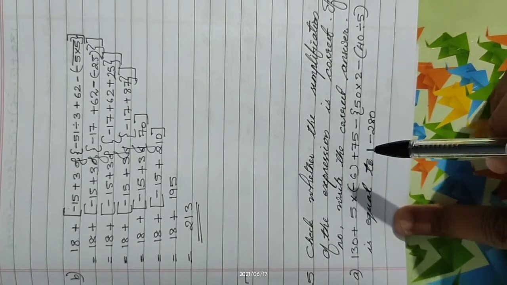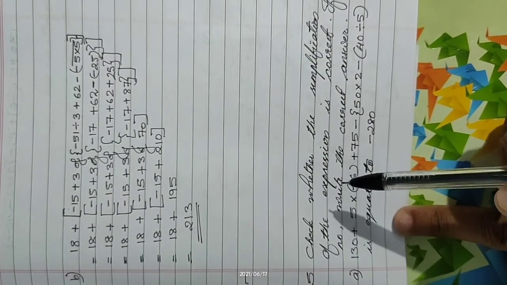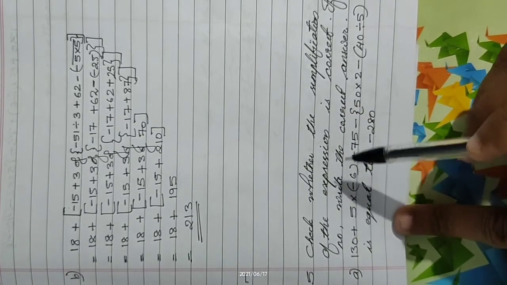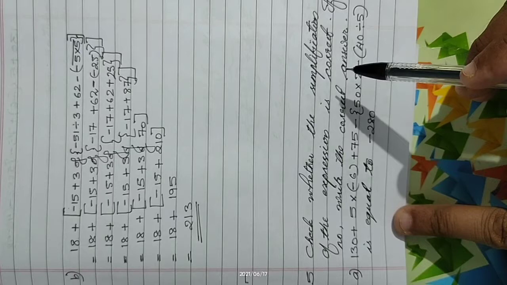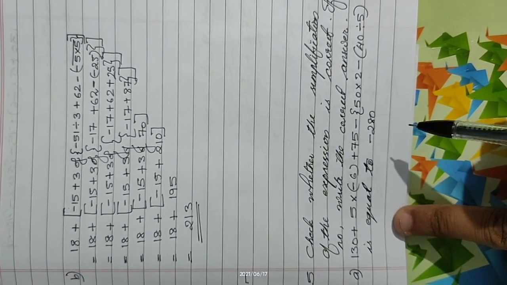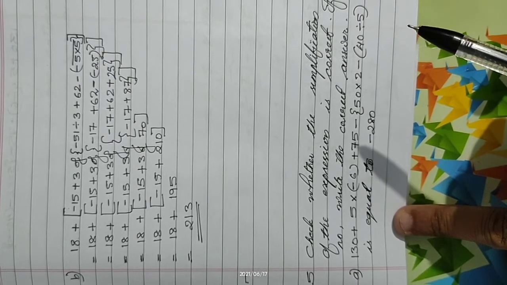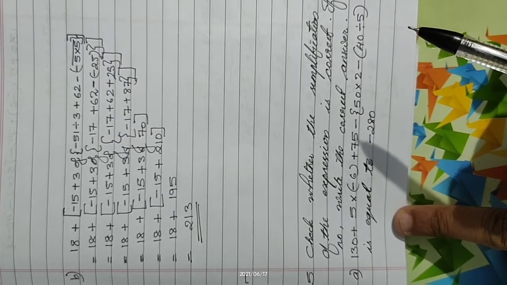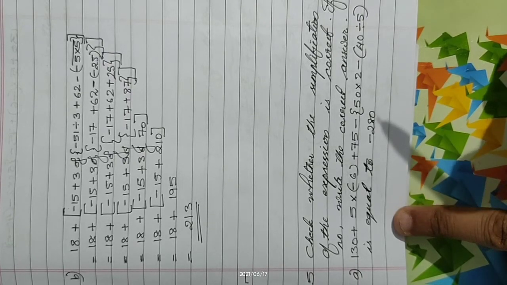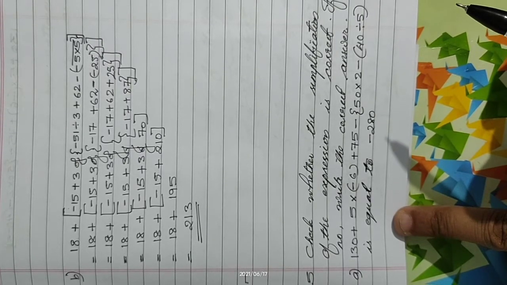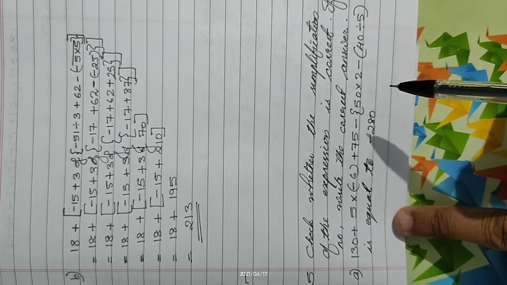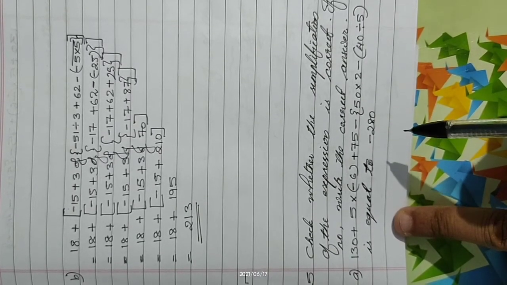Now we will solve the fifth question. Check whether the simplification of the expression is correct. Here one expression is given and its answer is also given. We want to check whether this simplification is correct or not. If not correct, then we want to write the correct answer. So by solving only we can understand whether these expressions are right or wrong.